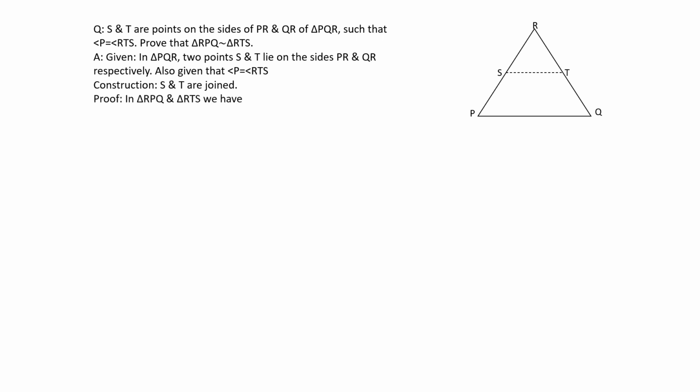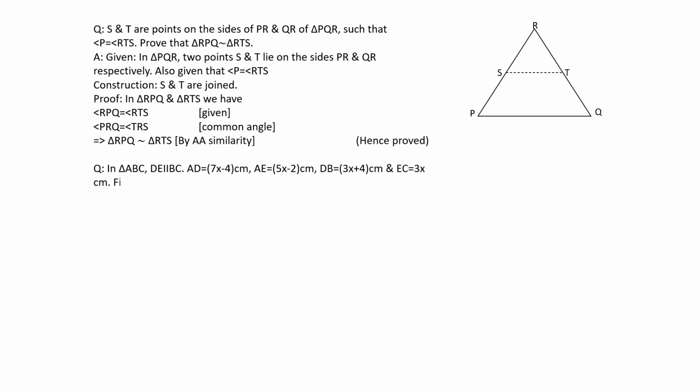Now proof. In triangle RPQ and triangle RTS, we have angle RPQ equal to angle RTS, which is already given. Angle PRQ equals angle TRS because R is the common angle. So this implies triangle RPQ is similar to triangle RTS by angle-angle similarity. Hence proved.